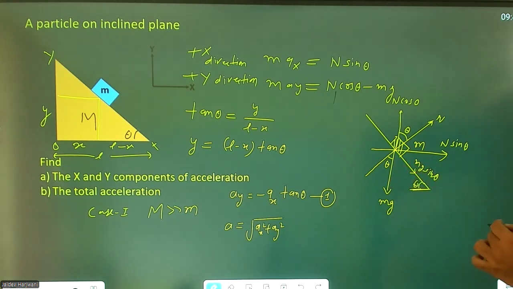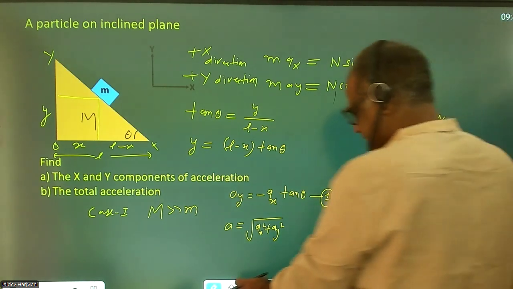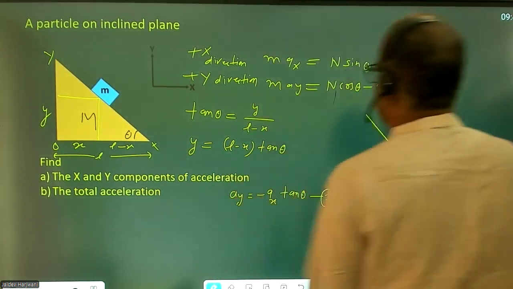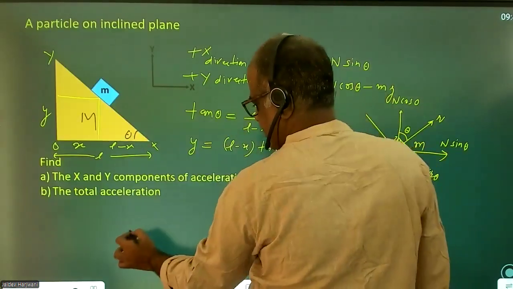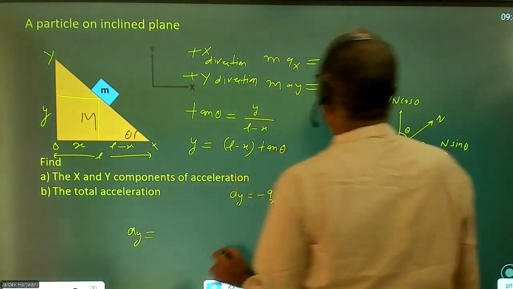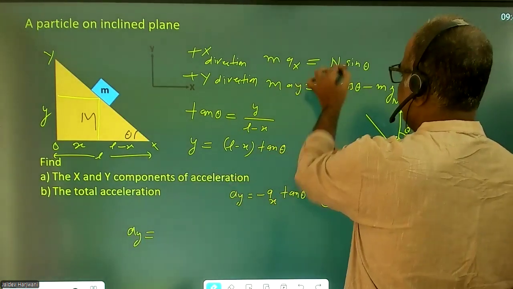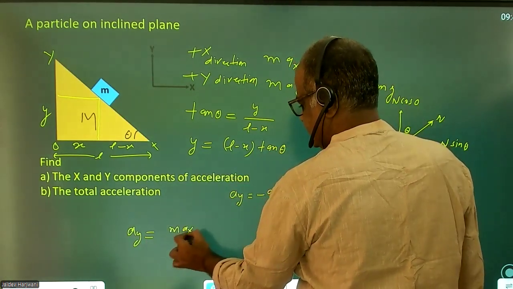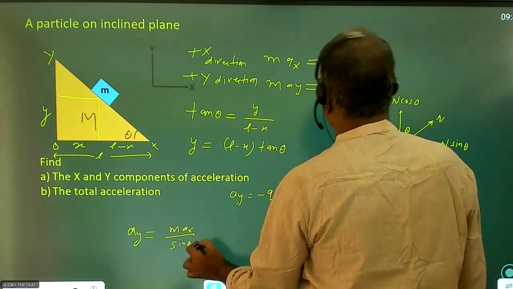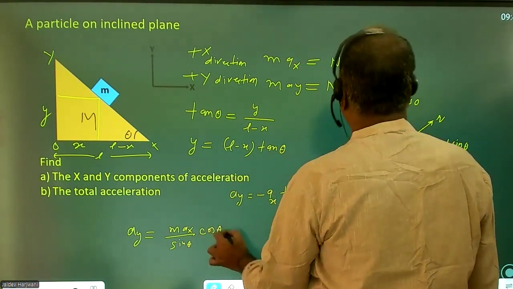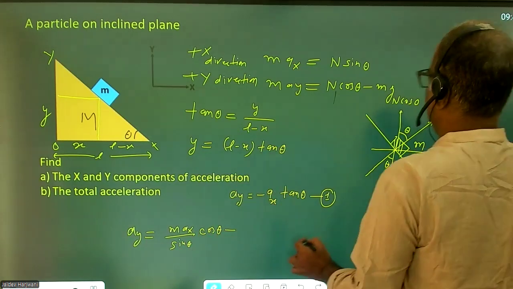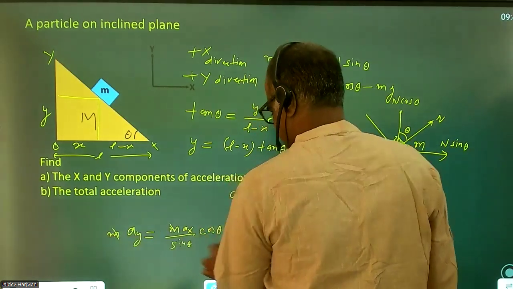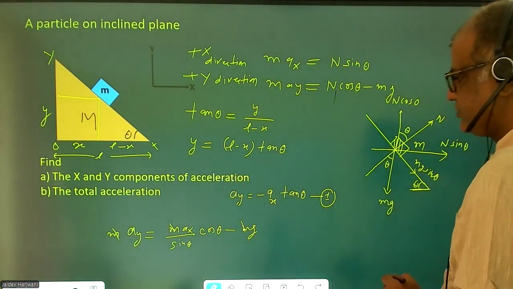So now let us solve this equation and find the value of acceleration. I will take this ay. This ay is equal to N cos theta. N value, I'll put from this equation number 1. So this will give me m ax sin theta over cos theta, then you have a cos theta, and then you have a minus mg. Cancel.